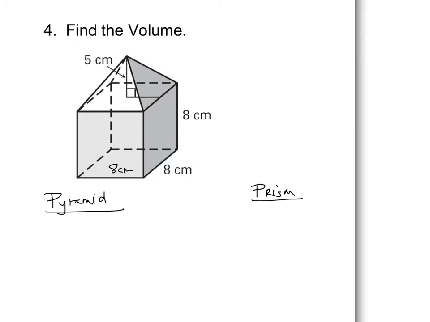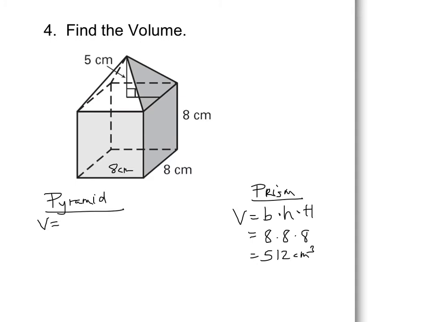All right, so the prism, the volume is going to be base times height times the height of the prism, which in this case is going to be 8 times 8 times 8. Which, if I calculate 8 times 8 times 8, you get 512 centimeters cubed.